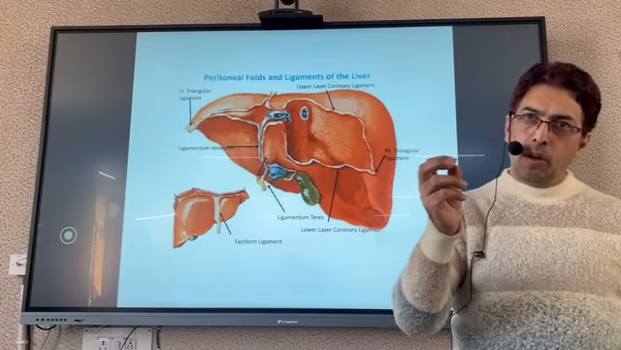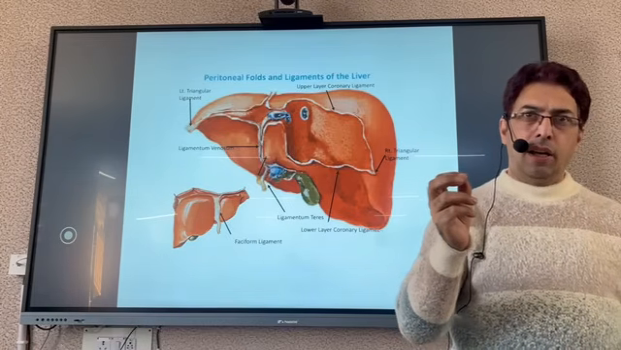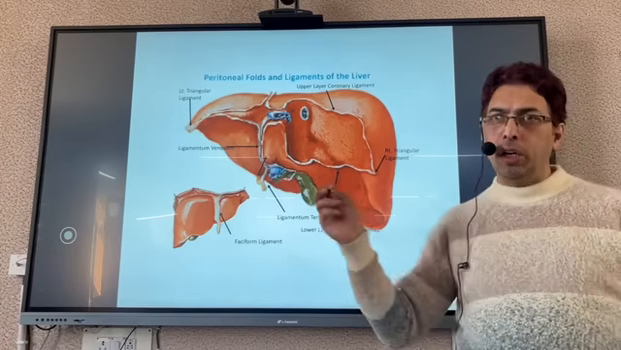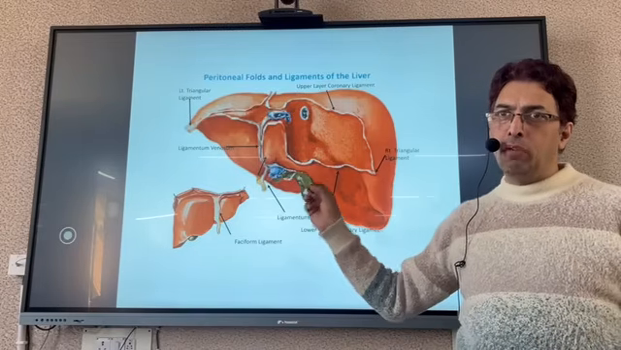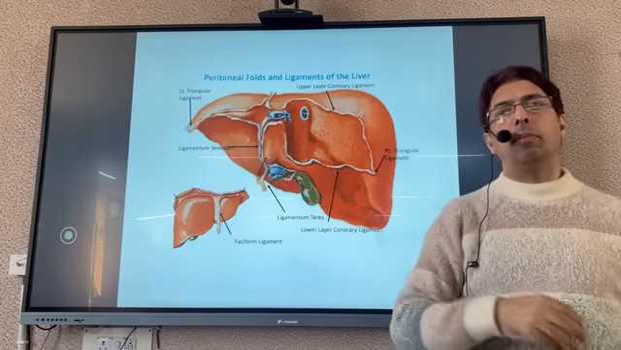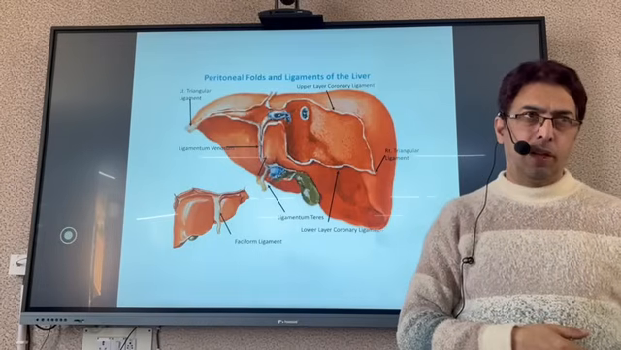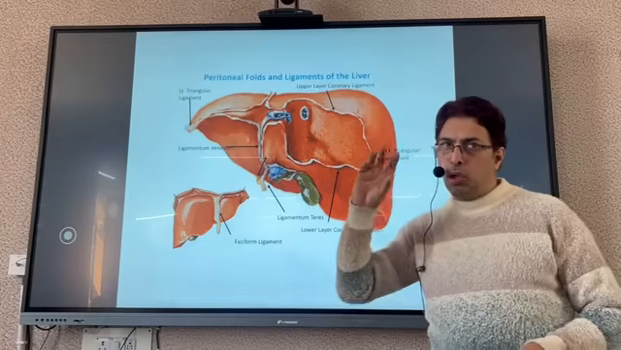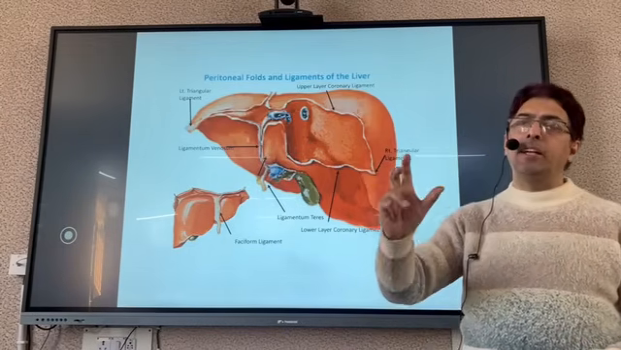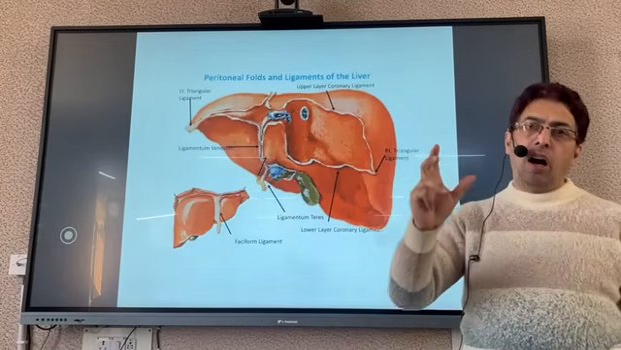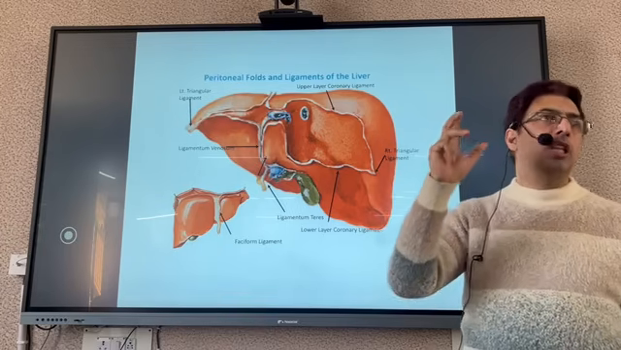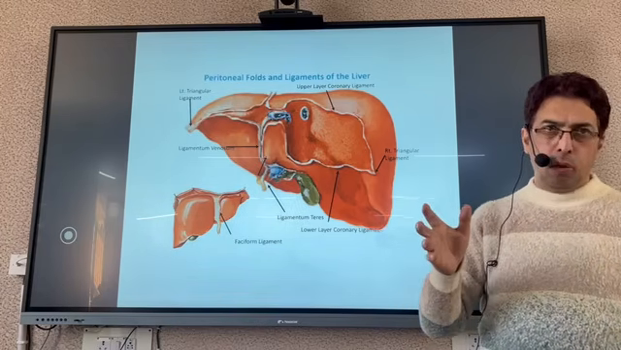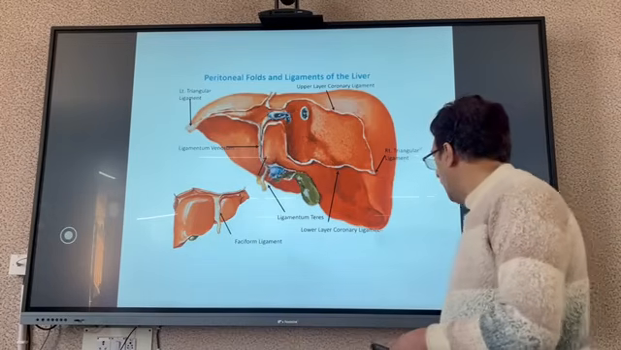So all the areas of the liver which are not covered by the peritoneum are given the name bare areas of the liver. And we will be coming across the bare areas of the liver as well. Important is that you have to remember that the bare areas of the liver are the areas where the liver is not covered by the peritoneum. That's very, very important.